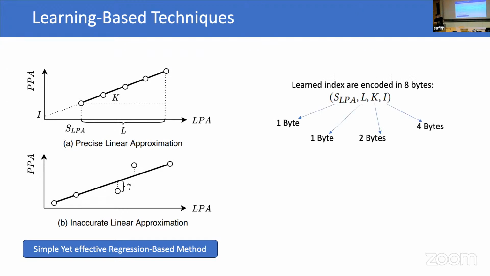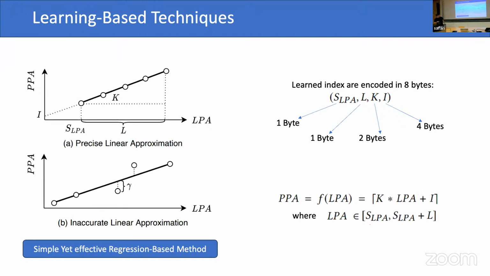These segments are stored in 8 bytes. The first field is the starting LPA, which is simply the start LPA. Then we have L, which is the length of our segment. Then we have K, which is the slope. And then I, which is the intercept, which is basically where our segment intersects with the y-axis if we project it.